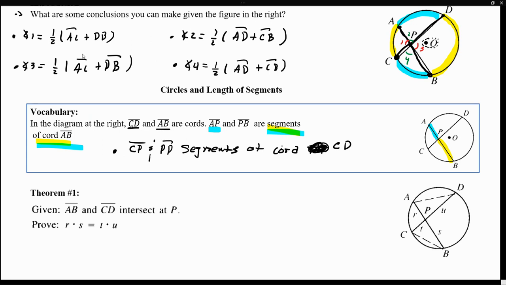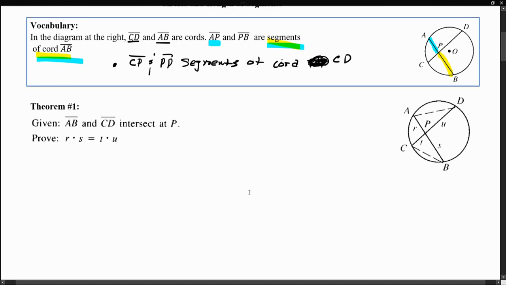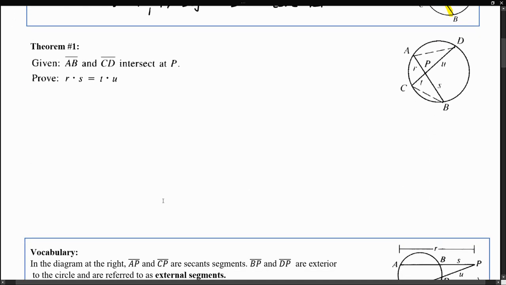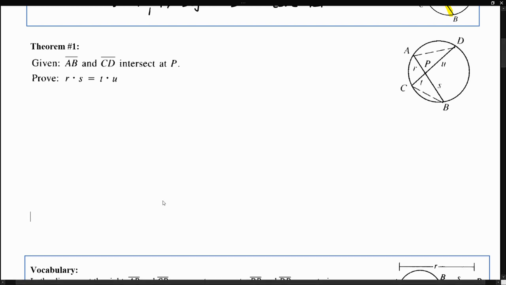But this is just vocabulary that we have to discuss. And why do we have to discuss this vocabulary? Because there's a relationship between segments of chords, and that's what we're going to be discussing now in our first theorem. The first theorem for today states the following.